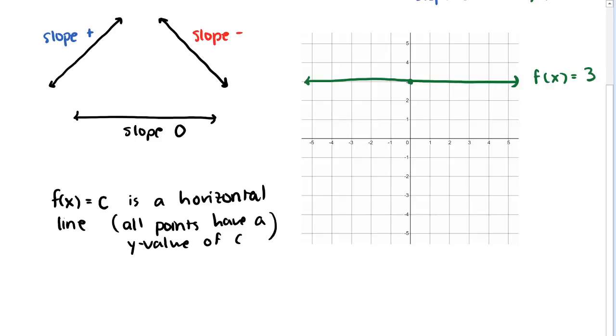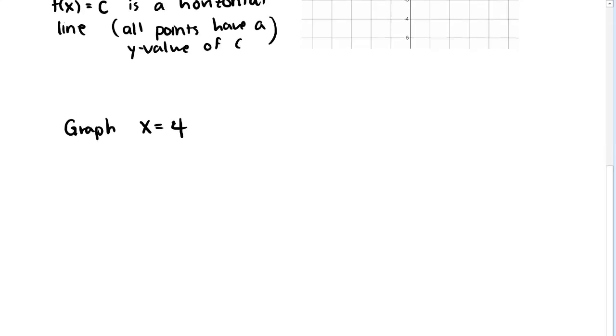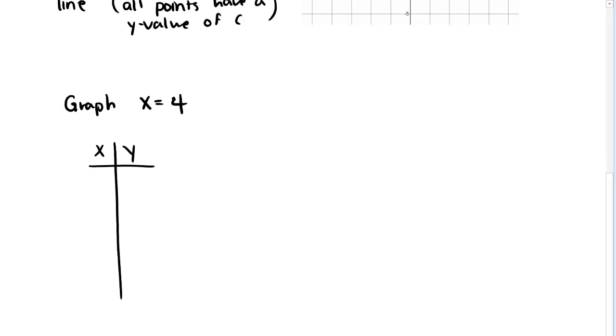Now what about the other end of the spectrum? What if we looked at the equation, let's say we wanted to graph the equation x is equal to, let's say, 4. What are some points on the graph of this equation? The points of an equation are just the ordered pairs that make this equation true. When you plug in that value for x and that value for y, it makes the equation true. So what ordered pairs make this equation true?